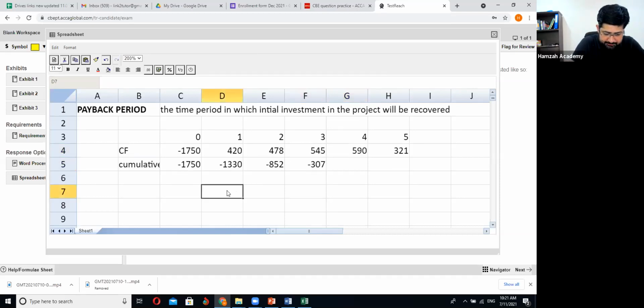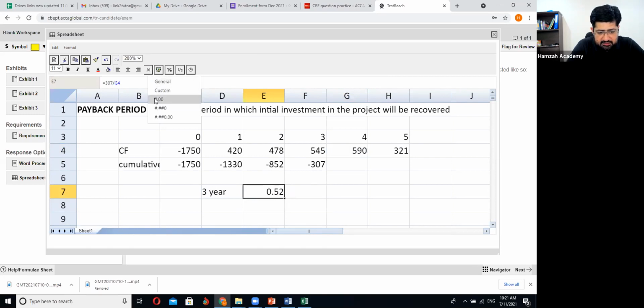So 3 years, and just see here. Negative sign is the amount needed. So I say 307 divided by this part. Yes. 0.52 of year 4. So 3.52 years is the payback period.